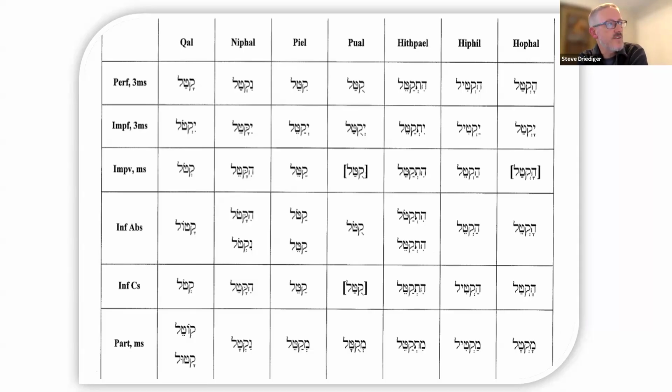Of course, that changes a little bit when you get to the imperfect, because with the imperfect, you're adding a prefix to the front. But the vowel pattern still remains somewhat consistent, including the addition of some consonants, especially for the hitpael. You'll see in the perfect you have the hey and the tav. In the imperfect, if you look just down one, the hey drops off because you have to put the yod on it, but the tav still stays there.